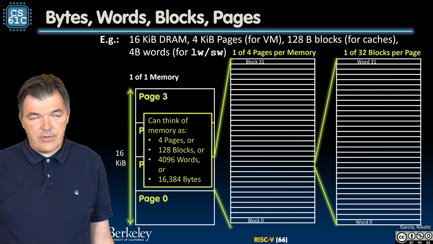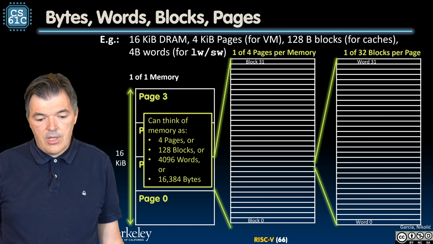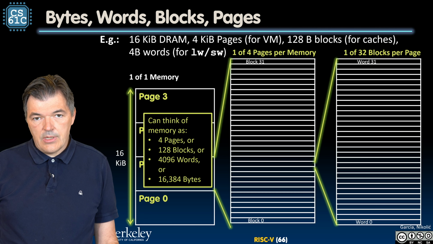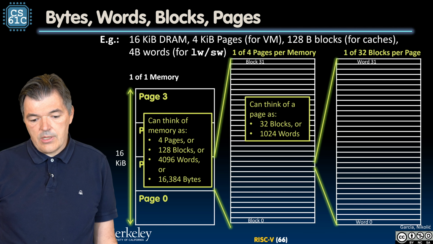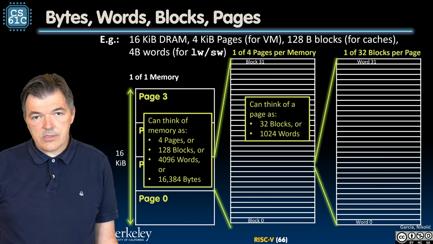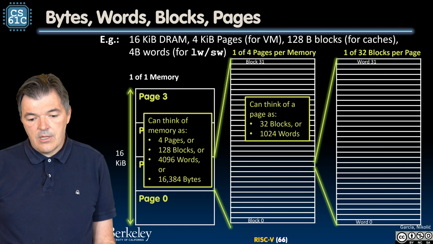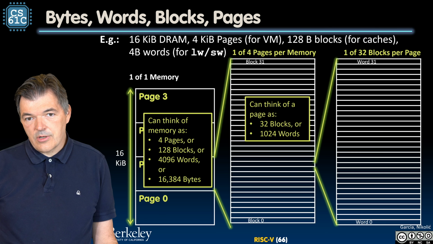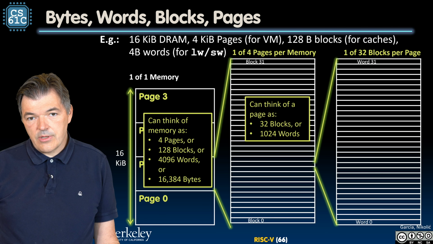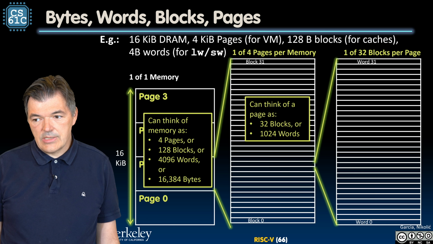So to recap all of that, we can think of the entire memory as 4 pages, 128 blocks, 4096 words, or 16,384 bytes. We can think of a page as having 32 blocks or 1024 words, and finally each block can have 32 words or 128 bytes.